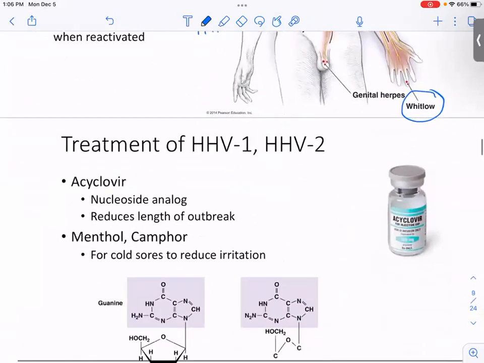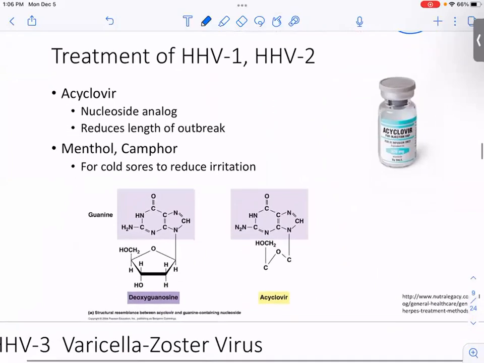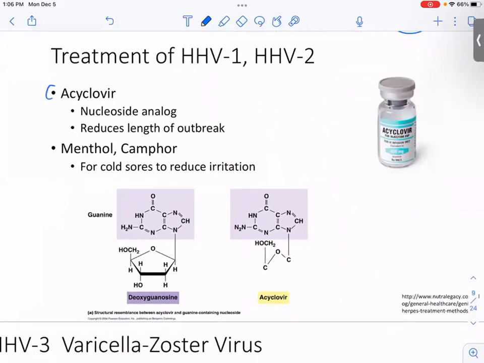Okay, so do we have treatment? One drug that's been around for a long time is called acyclovir. And your book talks about a couple of other drugs. They're really just variations of acyclovir. So we'll mention them in particular. But this drug is a nucleoside analog. So we talked about this when we did our chapter on genetics.